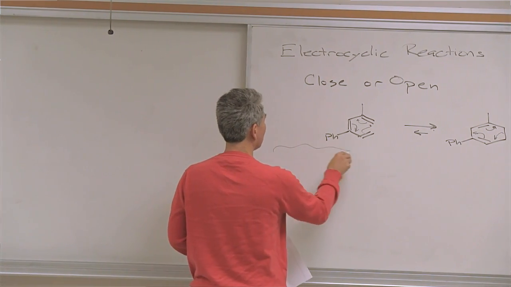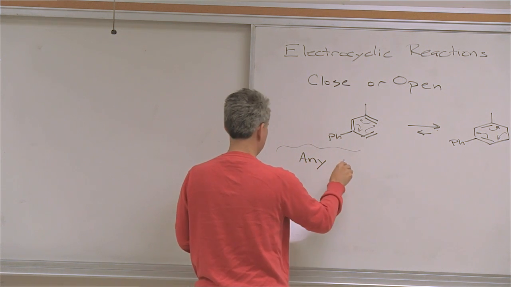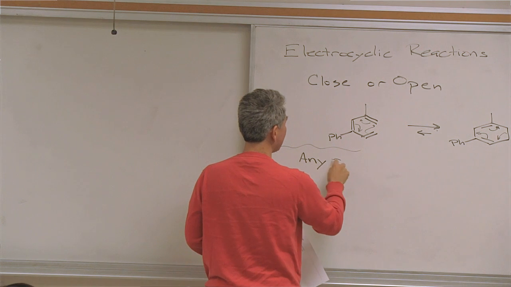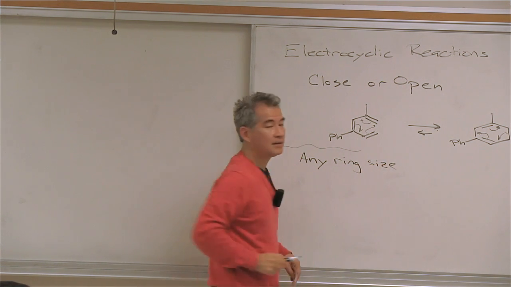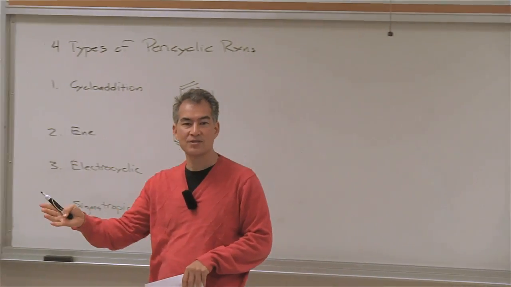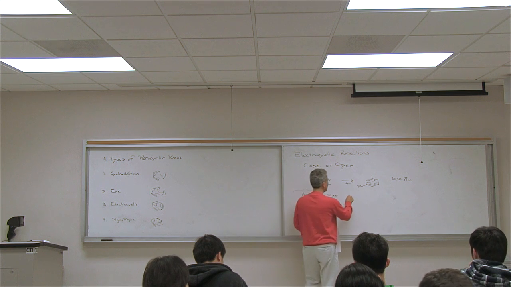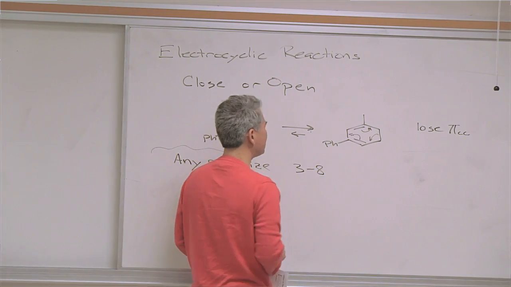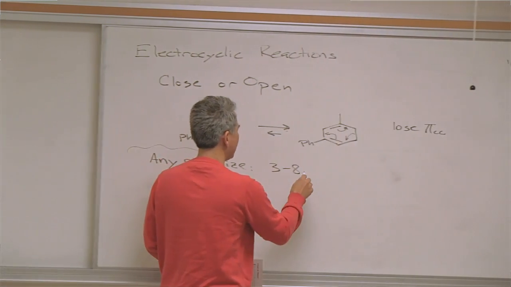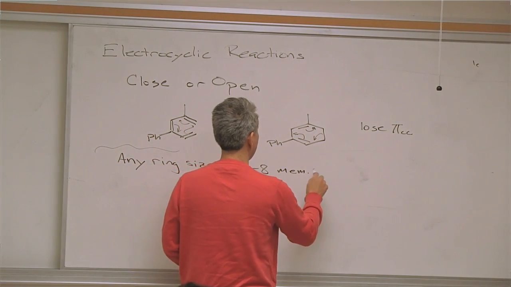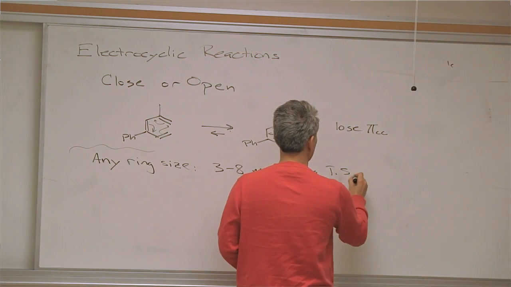So in general, what we're going to find with these electrocyclic reactions, in theory, is electrocyclic reactions can occur with any ring size. 3, 4, 5, 6, 7, 8-membered rings. We'll see variants of those. But when you look in synthesis, only 3 to 8 are the common ring sizes. Those are the ones that you'll see commonly. So 3 to 8-membered ring electrocyclic reactions are most common.